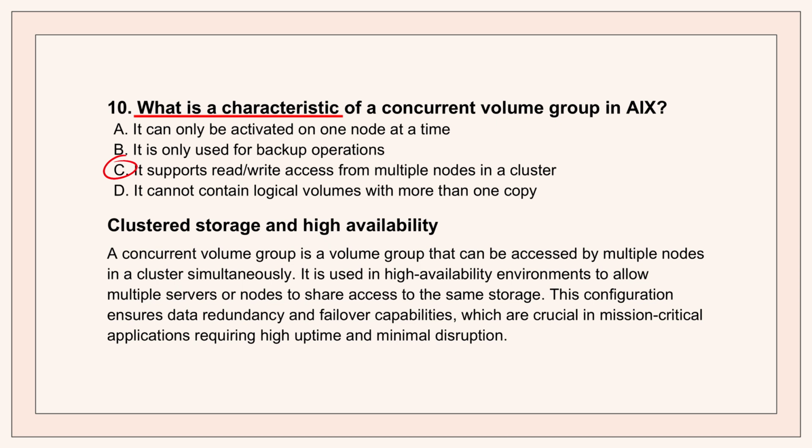Option A is the opposite. That's a standard non-concurrent VG. B is wrong. It's for live data. D is also wrong. You can mirror LVs in a concurrent VG. So it's the foundation for shared storage and HA setups, ensuring data is accessible even if one server node fails. That's the core idea, yes.